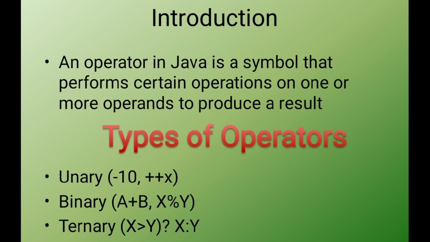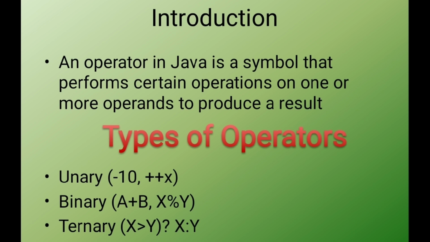Second, we have binary operator. A binary operator takes two operands, like a plus b or x modulus y. Third, we have ternary operator. Ternary operator takes three operands, like x greater than y. In that case, you have a condition. If the value of x is greater than y, then the value of x will execute. Otherwise, the value of y will execute.